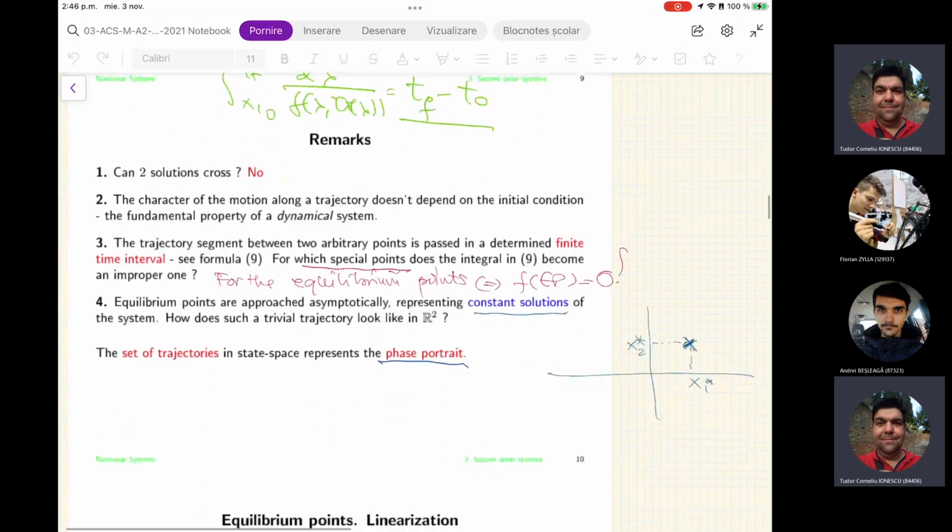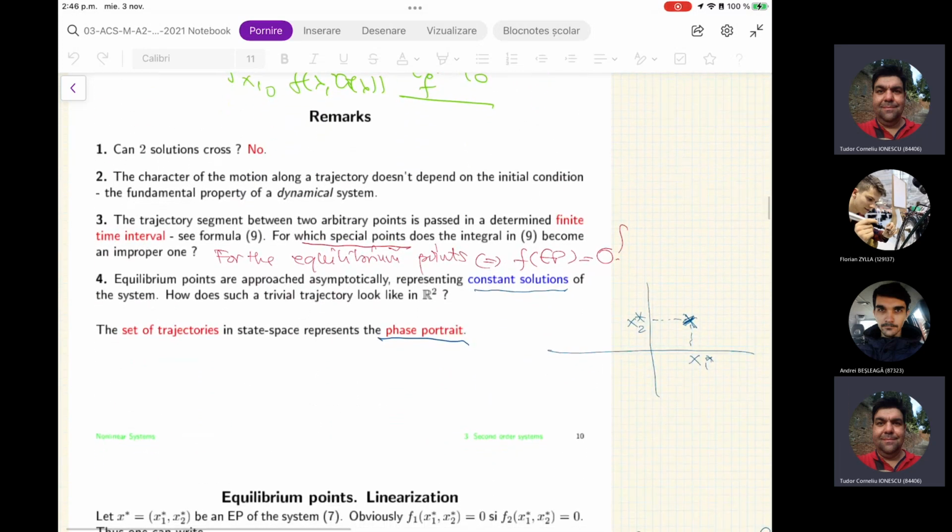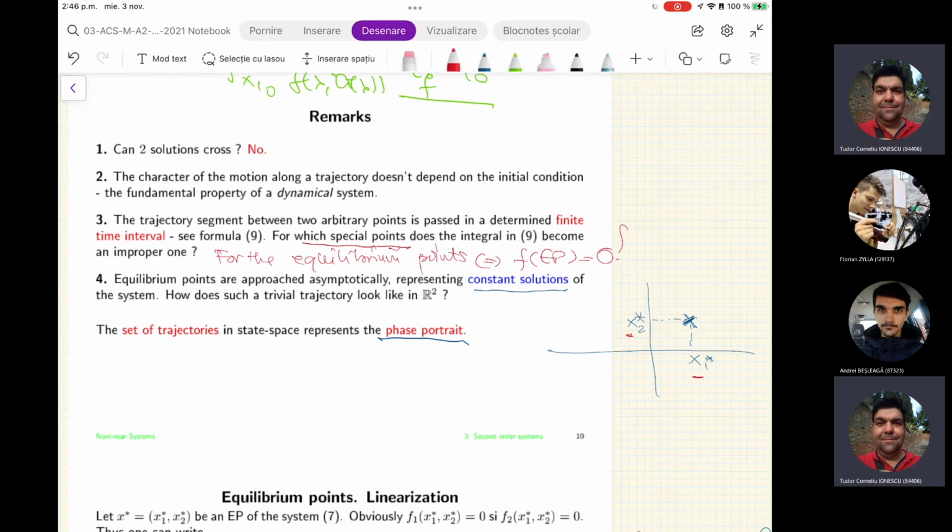And we had all these remarks. An equilibrium point is exactly a point of coordinates x1 star and x2 star. Okay, that's an equilibrium point. So the equilibrium point is a point in R2. So this is x1 and this is x2. So this is R2.